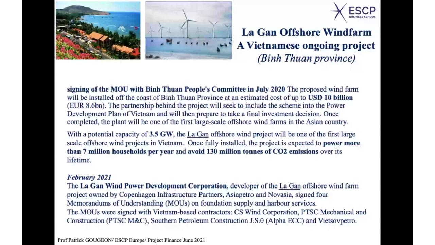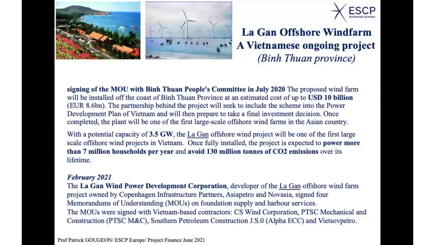It was the first step to build a kind of committee to analyze the feasibility of the project. So Legan Wind Power Development Corporation has been launched, which is what I call the SPV in my presentation. It will be the project company. So the name of the project company will be Legan Wind Power Development Corporation.